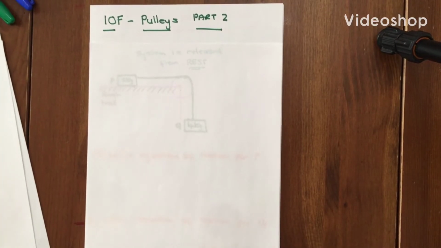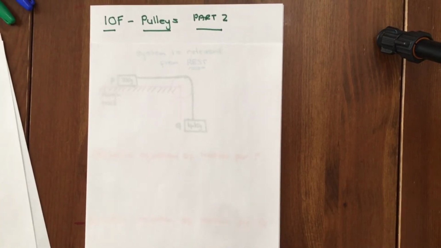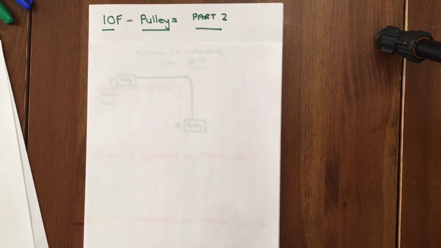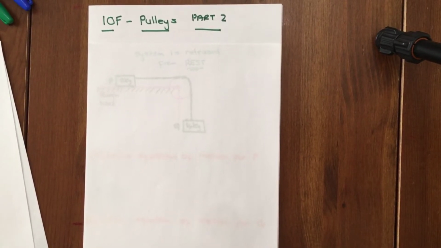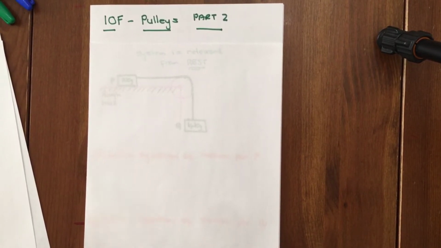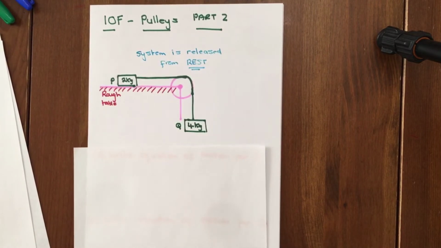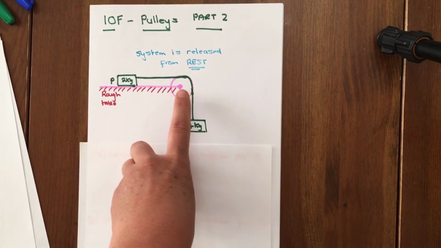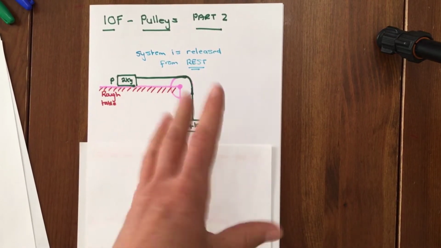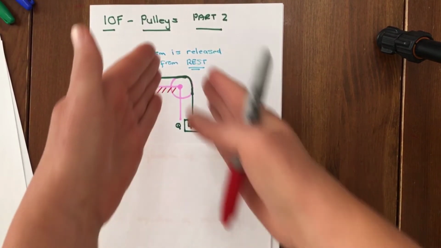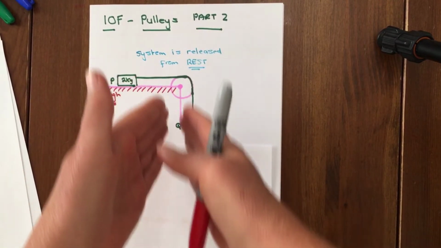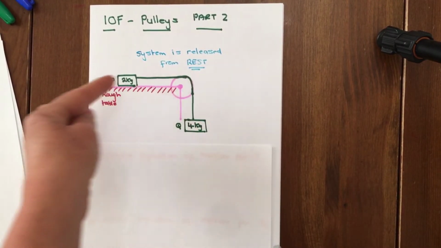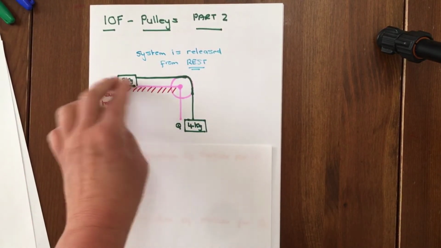Okay, so this is the last lesson on chapter 10, Pulleys part 2. And what we're going to be looking at today is a pulley along a horizontal table. Last lesson we were looking at pulleys where they were both vertically hanging down, and today one weight is on the table.